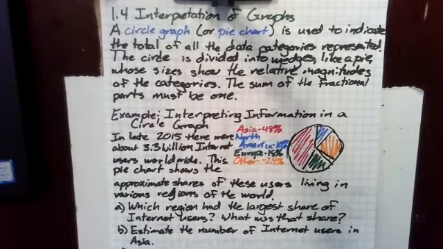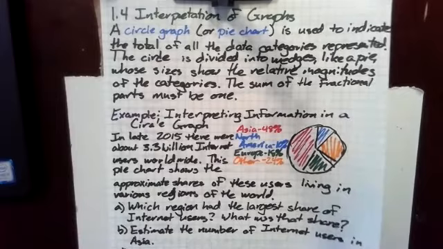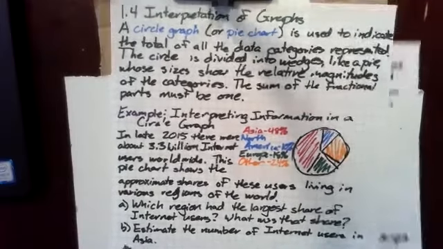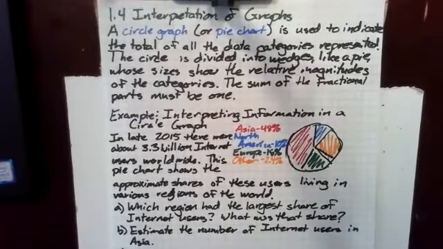Here's an example of interpreting information in a pie chart. In late 2015, there were about 3.3 billion internet users worldwide. This pie chart shows the approximate shares of these users living in various regions of the world. Question A asks, which region had the largest share of internet users, and what was that share? If we look at the pie chart, we can find the answer.